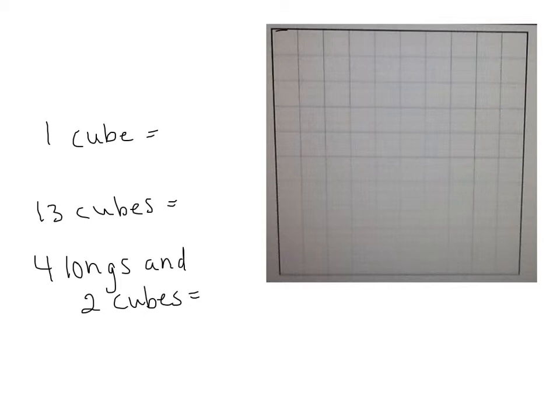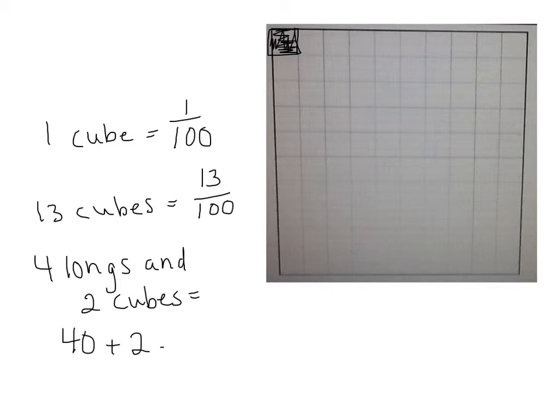We know 1 cube would be this much shaded in. What fraction of this whole is 1 cube? Good, 1/100th. 13 cubes then is 13/100ths. How about 4 longs and 2 cubes? Well, we know 4 longs is 40 cubes, plus 2 more is 42, so it's 42/100ths.